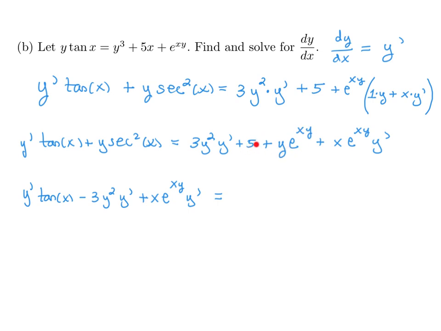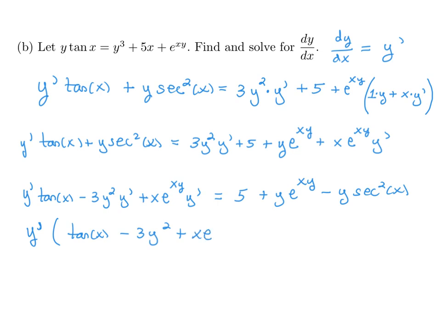Now, this stays, and so does this, but I'm going to subtract this to the other side. I'll put this as, well, the 5 was already there, and so is the y e to the xy, but I'm subtracting over y secant squared x. Notice that this side has a y prime in every single term, so what I'm going to do is factor it out. And what is left over is tangent of x minus 3y squared plus x e to the xy. And the other side I did not do anything to, so it stays as is.